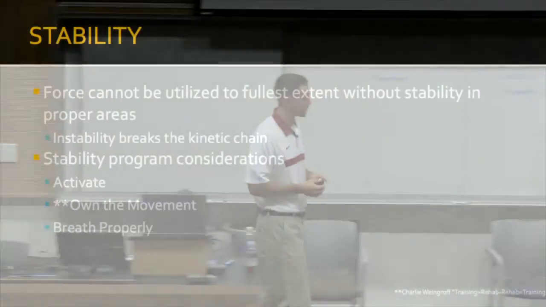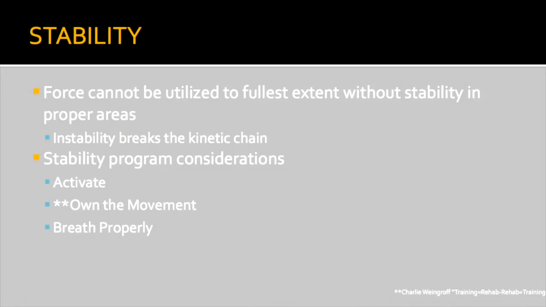So now, moving on from joint centration to pure stability. And what I want to talk about with stability is force production. So if we don't have stability, what's going to happen from a kinetic chain standpoint, right? We're educated on the kinetic chain. We hear that term a lot.